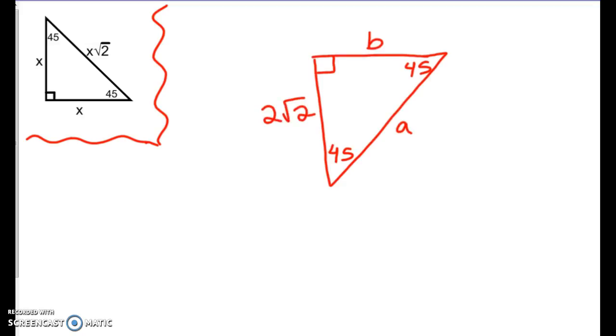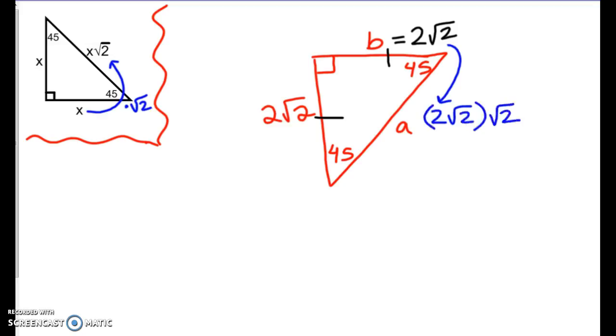Since we have a 45, 45, 90 triangle, we know this side and this side are congruent to each other. So B is also going to be 2 times the square root of 2. Now, finding the hypotenuse of this triangle. Notice on our key, to go from a leg to our hypotenuse, we multiplied by the square root of 2. So that's exactly what we're going to do here. We're going to take a side and multiply it by the square root of 2.